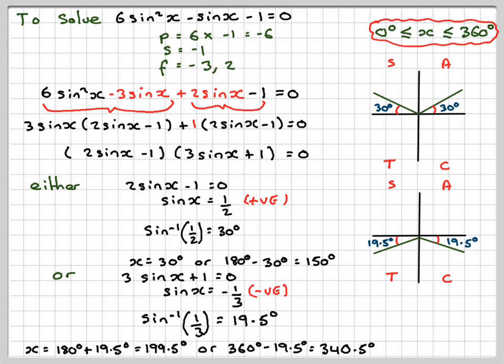The final step is to write all the angles out in order of size. So x will be 30, 150, 119, or 340. Sorry, I made a mistake there. Right, a slight mistake, I'm going to correct myself. 199.5, it was that one, or 340.5.